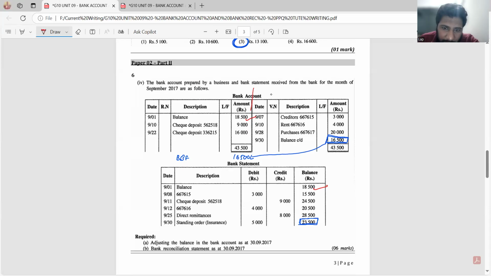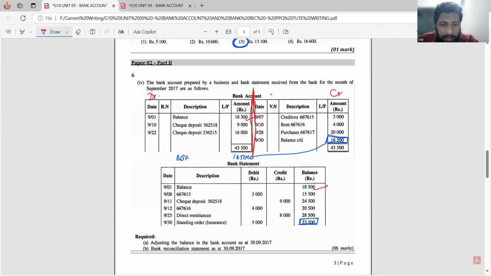So we learn, whatever the item which is there in our debit side, we have to check it in the credit side of the bank statement. Our debits, we have to check it in the credit side of the bank statement. Our credits, we have to check it in the debit side of the bank statement. So whatever the debit side items, we have to check it in the credit side.